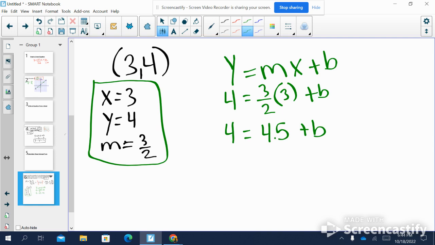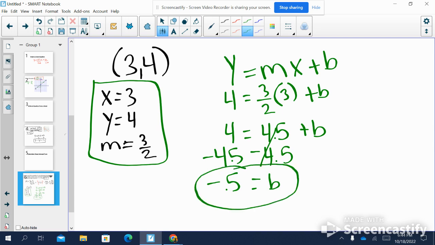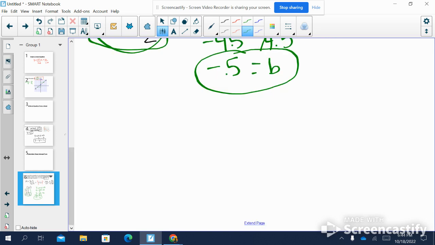To isolate the b, the variable, we need to use inverse operations and get the 4.5 to the other side. So because it's positive, to get it to the other side of the equation, I'm going to subtract it from both sides, taking away 4.5 from both sides. On the right, that just leaves us with a b, but on the left, 4 take away 4.5 is negative 0.5. So we just found our b value. It's negative 0.5. We also know our m value. It's 3 over 2. And all you need for slope-intercept form is the m value and the b value.